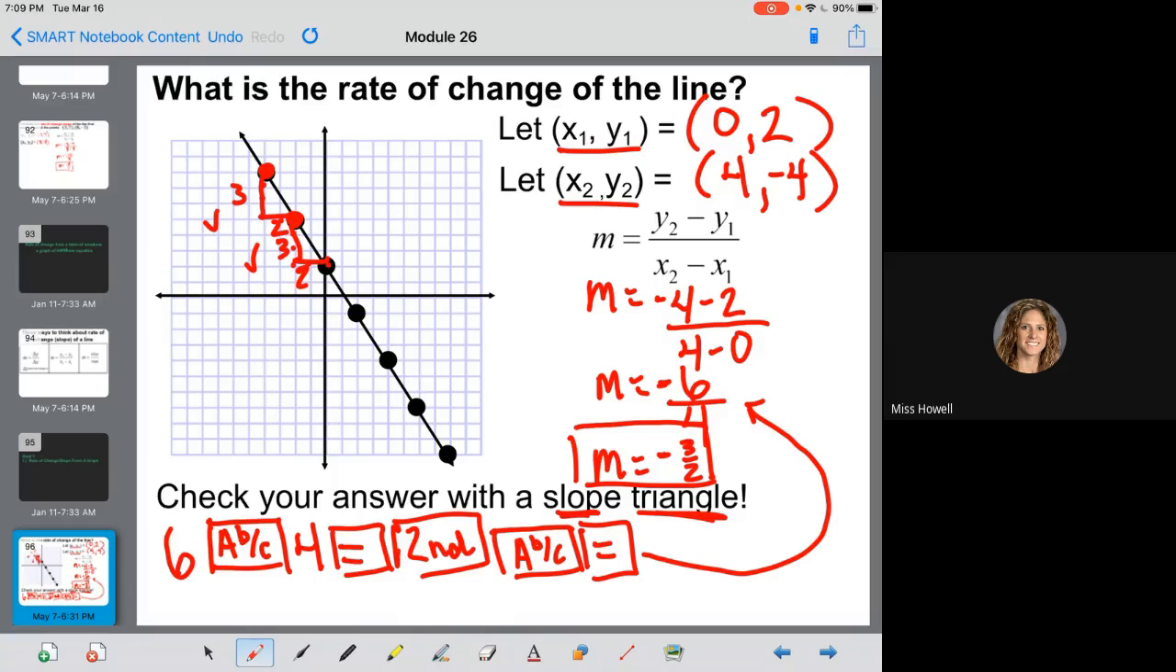It's going to be that same pattern. If we go down 3 to the right 2, we should be back. That should get us to here, right? Down 3 over 2 will get us here. Down 3 over 2, right, will get us here, and so on. All right, so take a second and check your work.